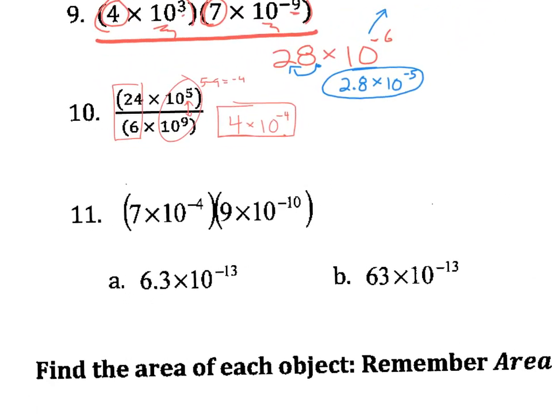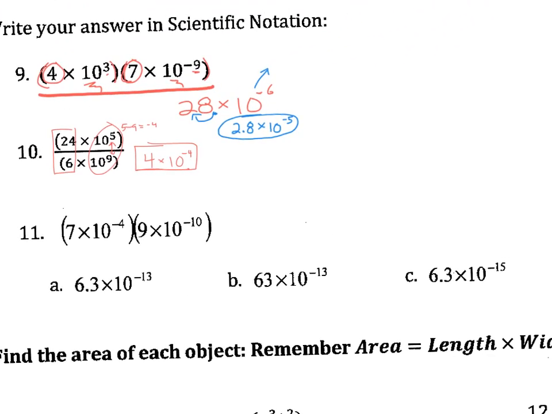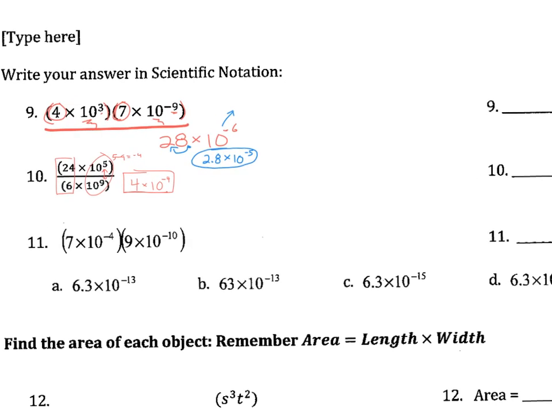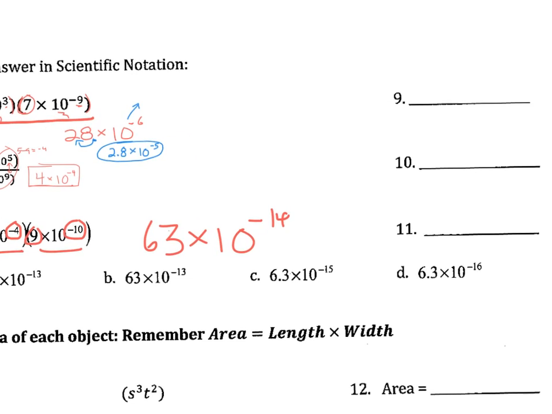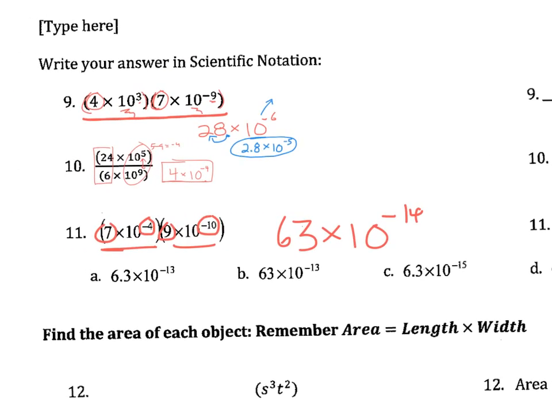Number 11, another multiplication problem. You try it on your own, and then hit pause, see if you get the same thing I do. Multiplication problem. So I multiply my numbers. 63 times 10 to the, in an exponent problem, I add my exponents and get -14.